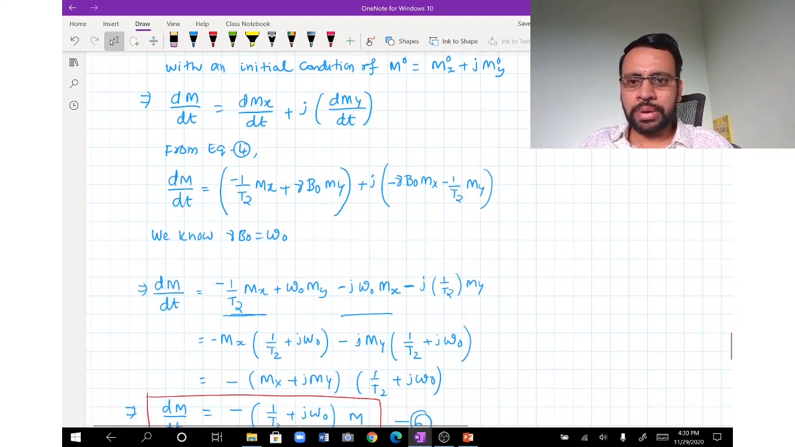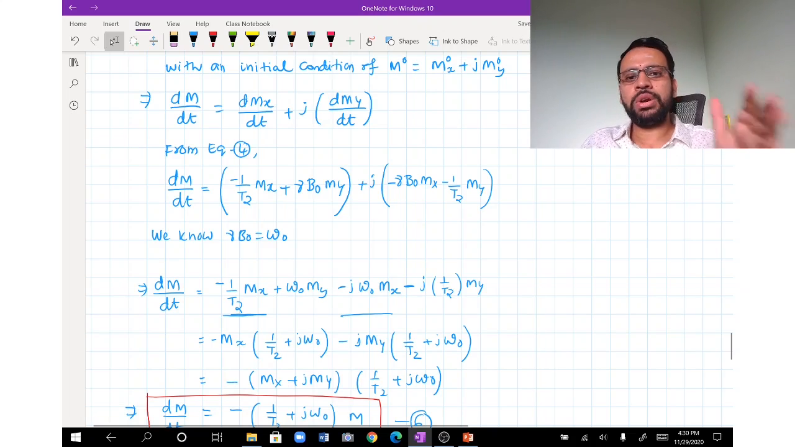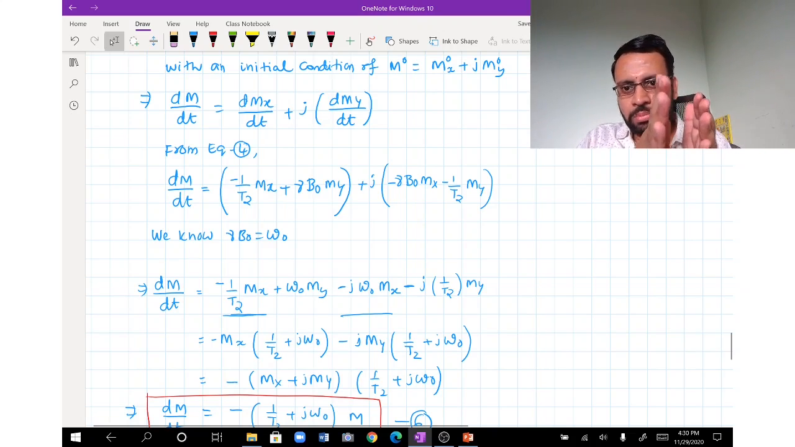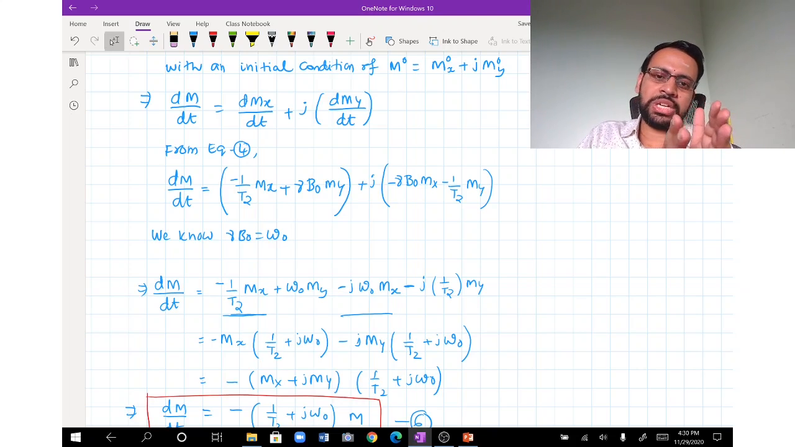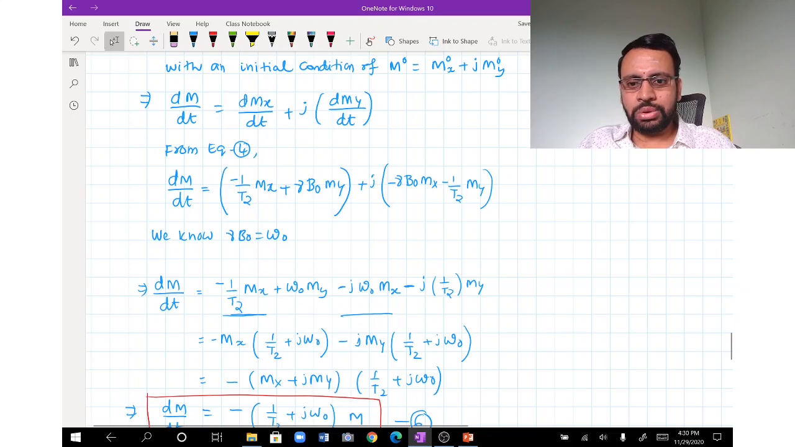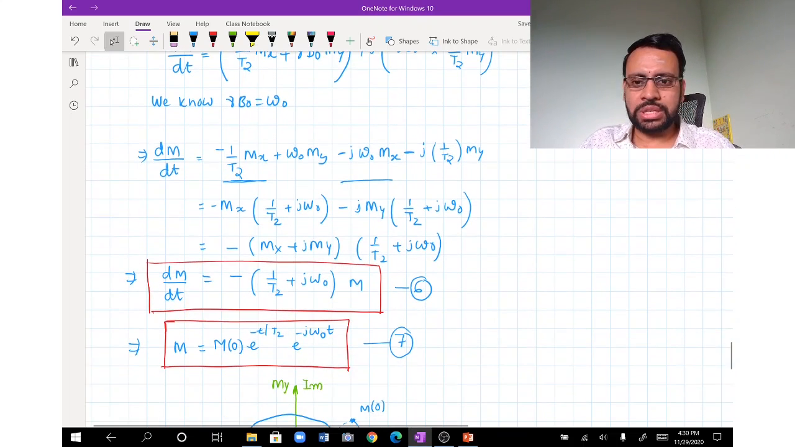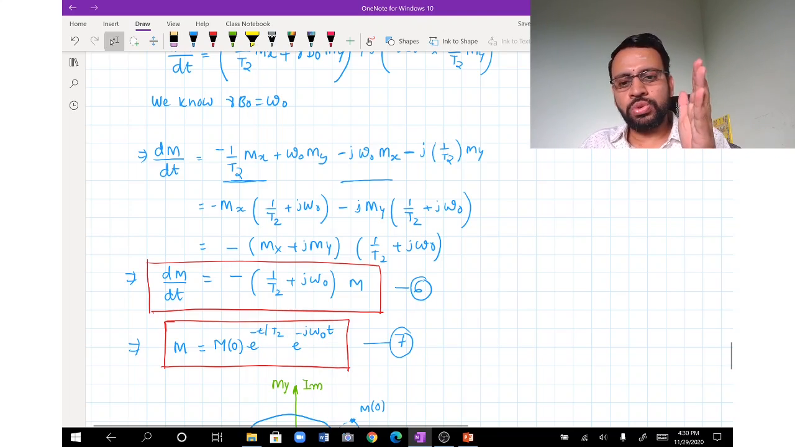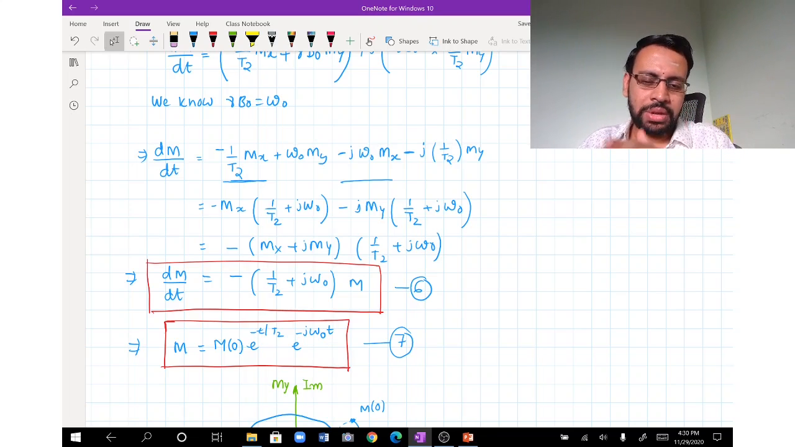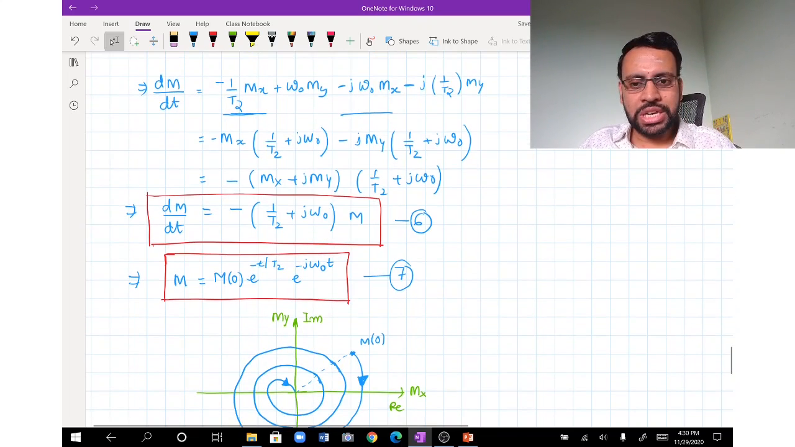So dM by dt is equal to the derivative of the Mx component with respect to t plus j times the derivative of the My component with respect to t. So you write this out here, the same thing which we did earlier with all those assumptions, in a very similar line, and then that would give you this expression: dM by dt equal to minus of 1 by T2 plus j times omega naught, into M. Again, a very commonly occurring differential equation here.